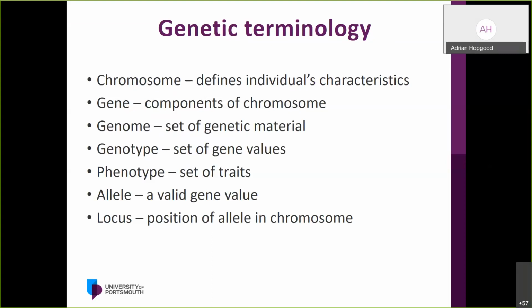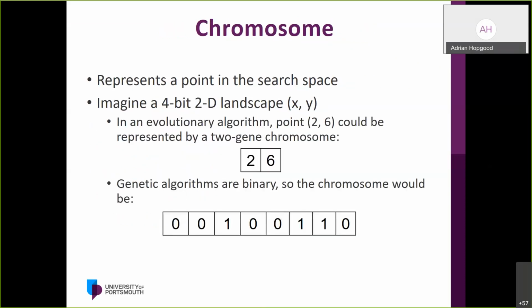The allele is a specific gene value, where each gene, I should say, is, if you think of that XY space that I mentioned earlier, X is one gene, Y is the other gene. Together, that makes a very short chromosome. And in fact, my next slide will illustrate that very point. So each chromosome is an individual in the search space. So in my simple XY landscape, if you imagine a point 2,6, X equals 2, Y equals 6, it would be represented by a very simple gene with two values, 2 and 6.